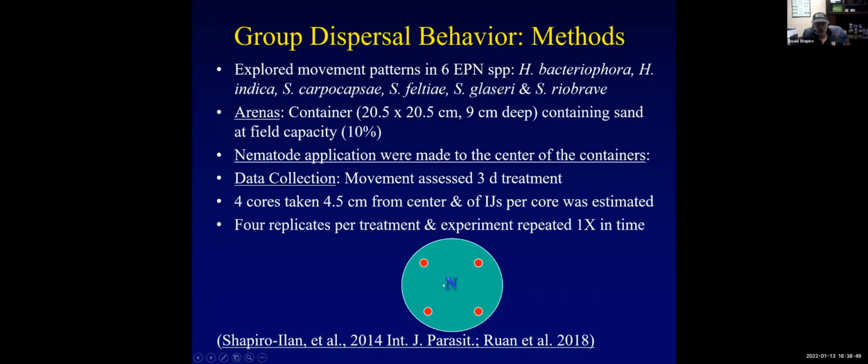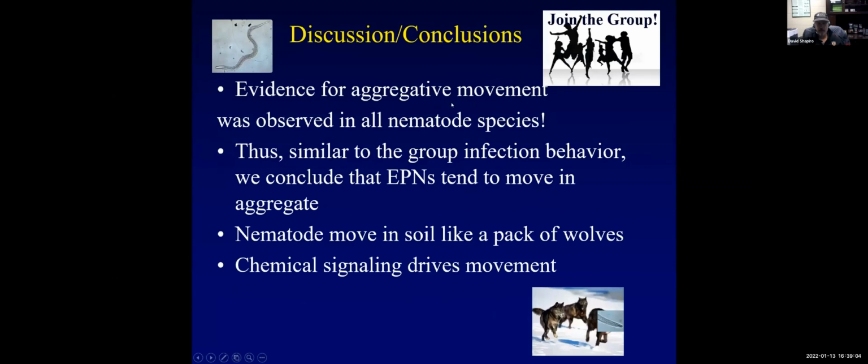For dispersal, we did something similar in a large arena. We put the nematodes in the middle and put the insects around and then sampled to see, are they moving as a group or are they just moving randomly? And so we did see aggregative or group movement in all the nematode species we tested. So similar to the infection behavior, we saw that the nematodes not only infect together, they move together.